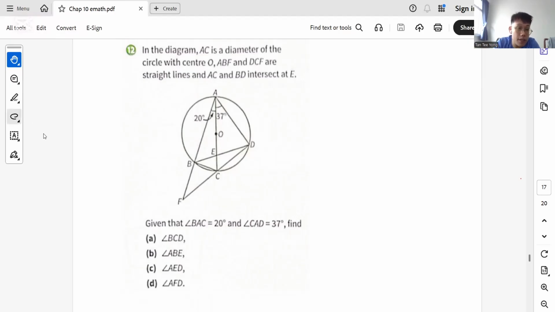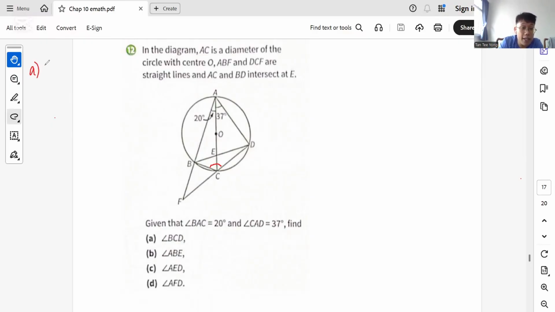So first thing first, find angle BCD. So BCD is over here, this entire thing. Okay, so in short, it's made up of BCA plus DCA, correct? Okay, so first thing first, I want to find out what is BCA.